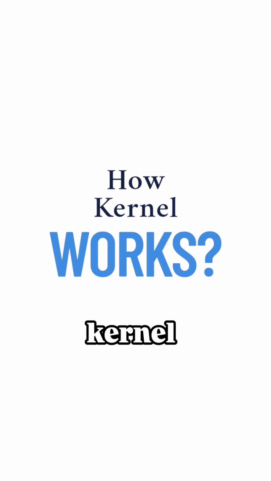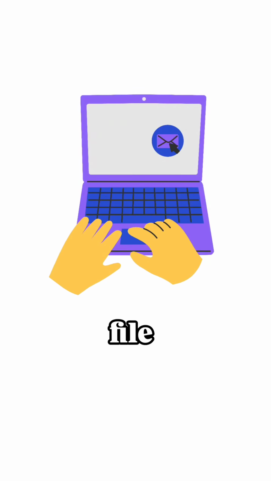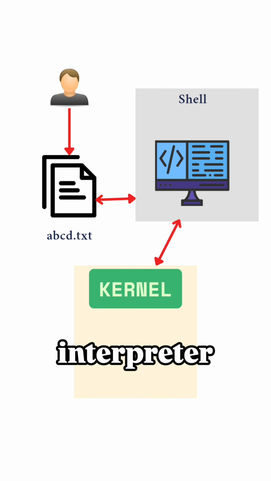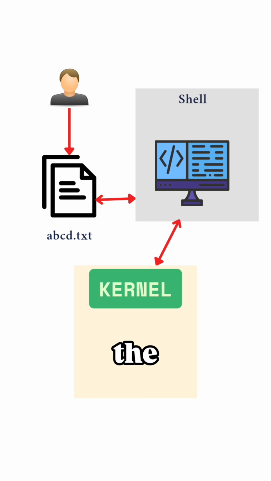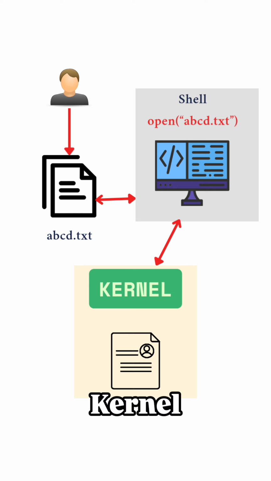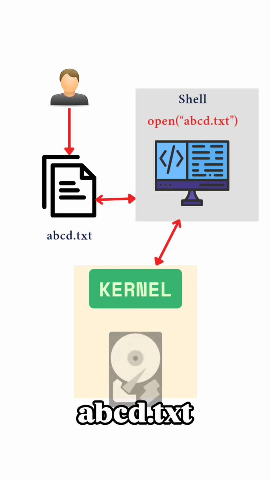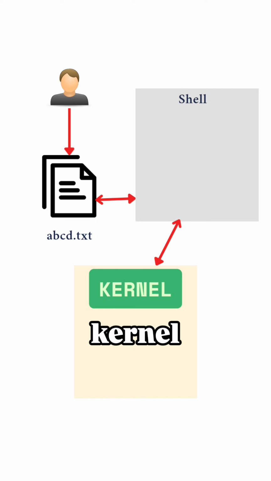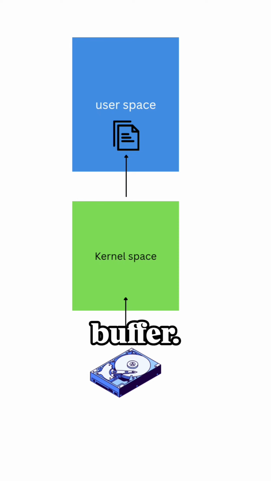Let's understand how the kernel works. Let's say you open a file named abcd.txt. The shell, which is the interpreter between you and the kernel, calls the open function. The kernel checks the file system and verifies whether you have the permission to access the file or not. The abcd.txt file is fetched from the storage. After this, the kernel copies the data into the user space buffer.